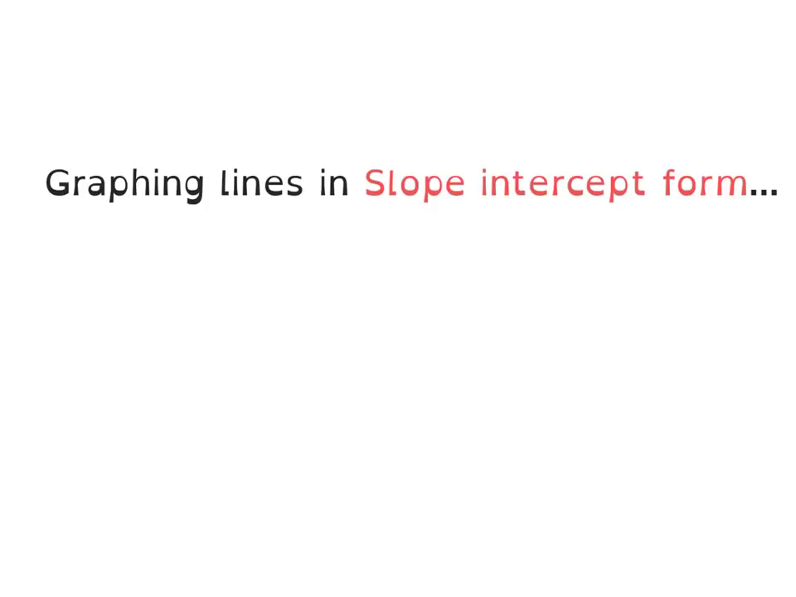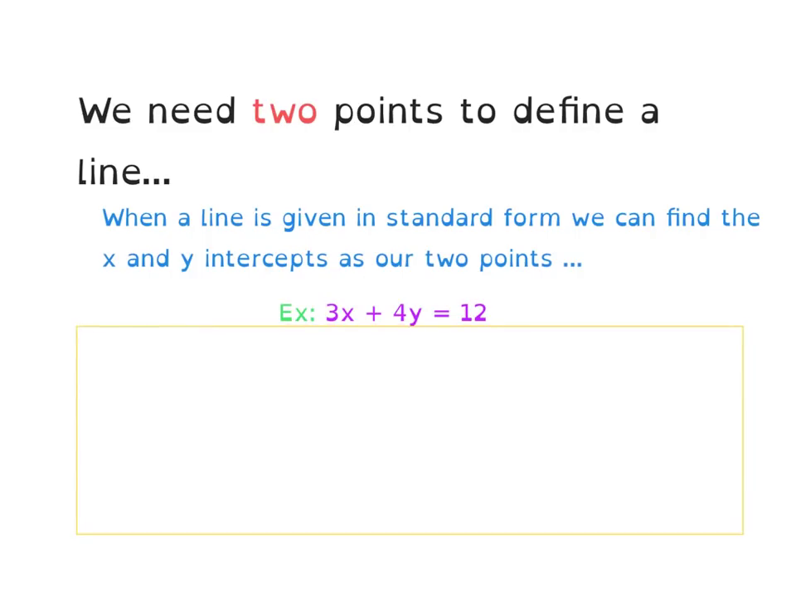So today we're going to talk about graphing lines in slope-intercept form. So a quick little background as to why we start to look at slope-intercept form is we know the definition of a line is that we need 2 points to define a line.